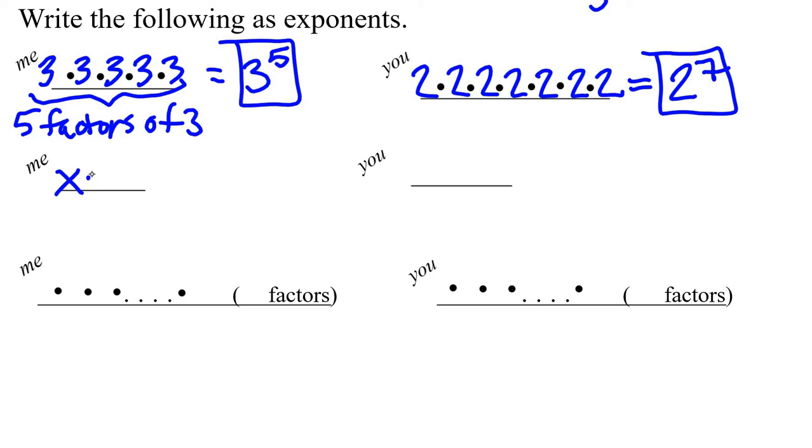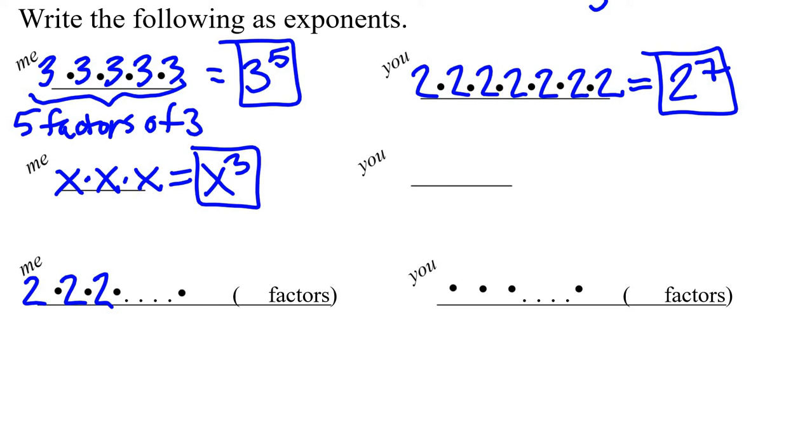So x times x times x. That's 3 factors of x, so I could write this as x cubed. And we can also do this with really long factors. So 2 times 2 times 2, dot, dot, dot, times 2. Imagine there were 10 factors of 2, so that would be 2 to the 10th.